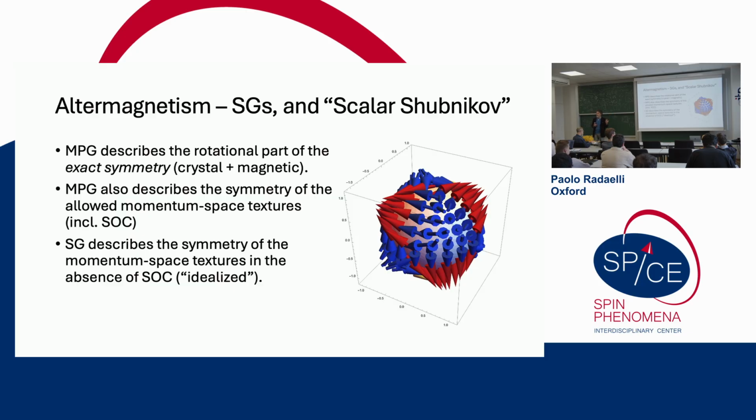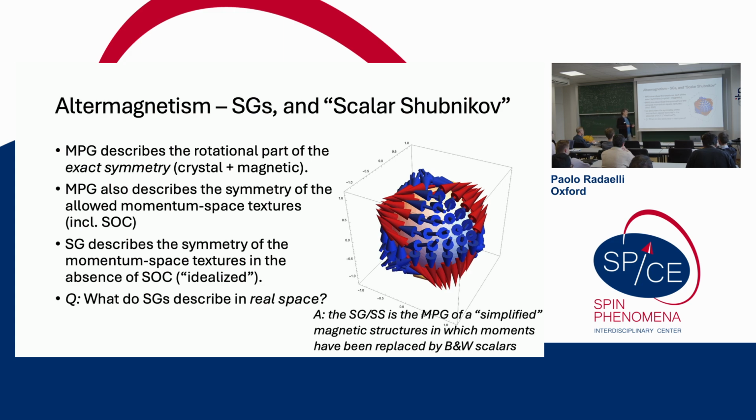What does the spin group describe in real space, if anything? Okay? So the answer to this is simple. It actually describes both the spin group and the scalar Shubnikov groups: it is the magnetic point group of the simplified magnetic structure in which you have removed the arrows and represent them as black and white scalars. Okay? So that's the symmetry in real space that corresponds to the spin groups.